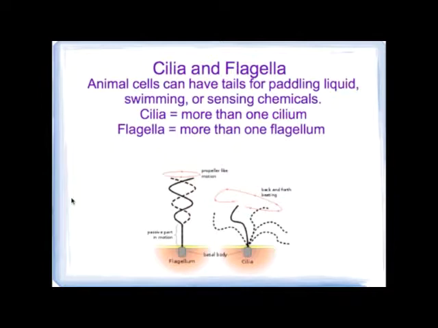Animal cells can have tails that come in two forms, cilia and flagella. The tails are for paddling liquid, swimming, or sensing chemicals in the liquid environment around the cell. Flagella, or one flagellum, moves like the outboard motor on a motorboat. It spins, pushing water. Cilia, on the other hand, move like the oars of a rowboat, paddling back and forth to move water.